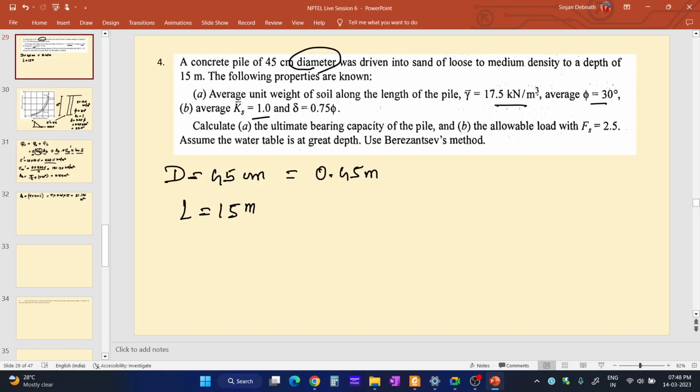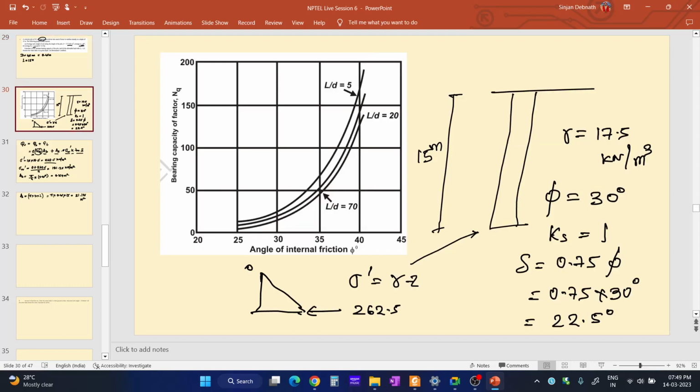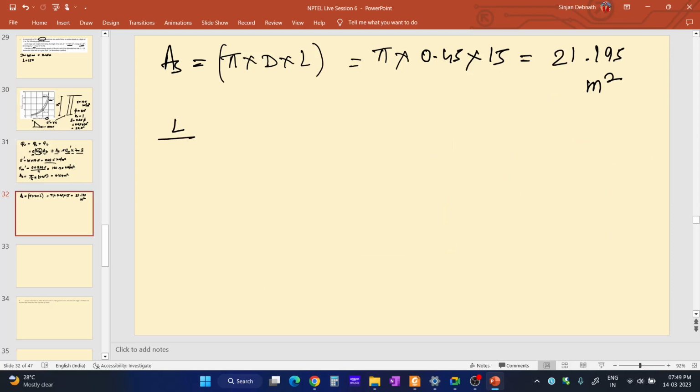So what is phi? Average phi is 30 degrees. And all the curves are given in terms of L by D. So we need to find out the L by D ratio of the pile. Length is 15 meter, and the diameter of the pile is 0.45 meter. So how much is L by D? L by D is 33.3.